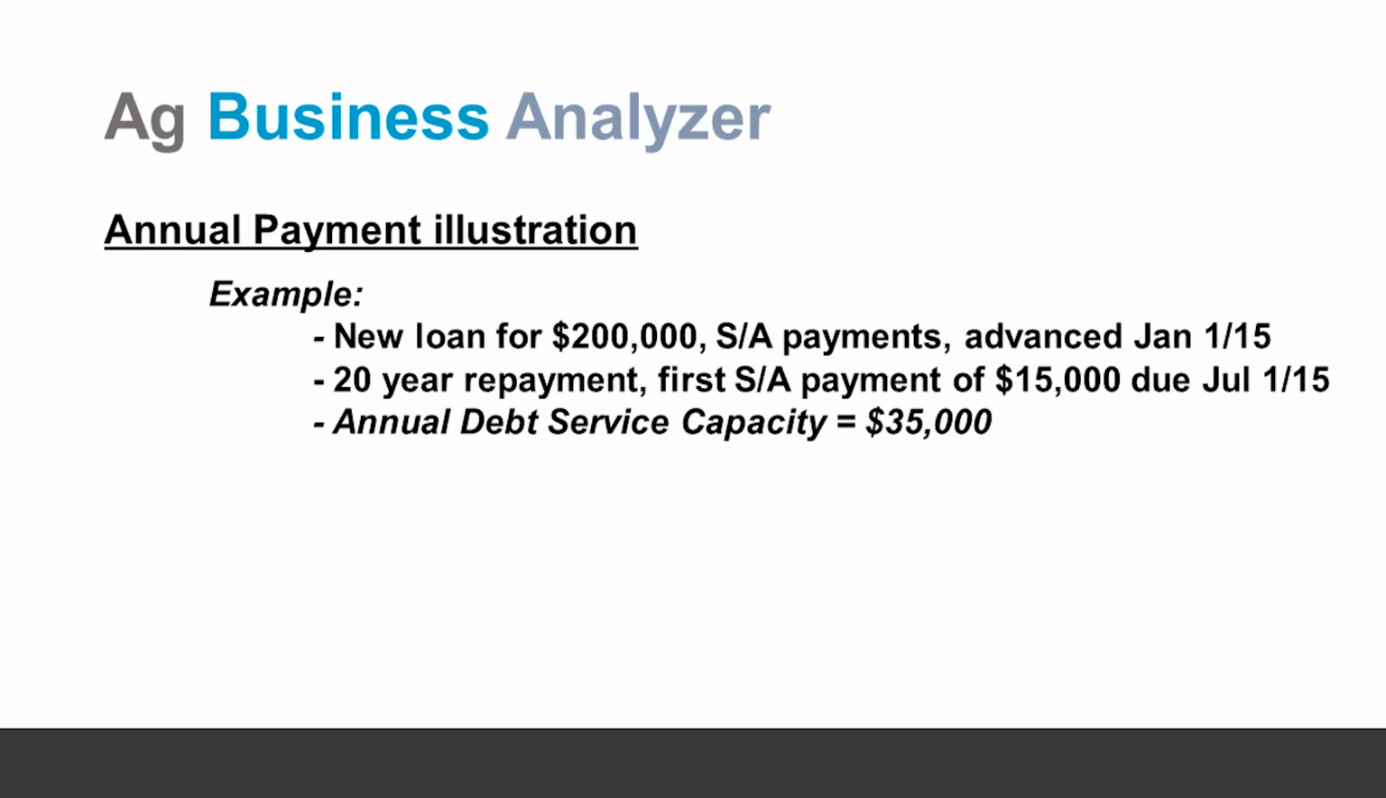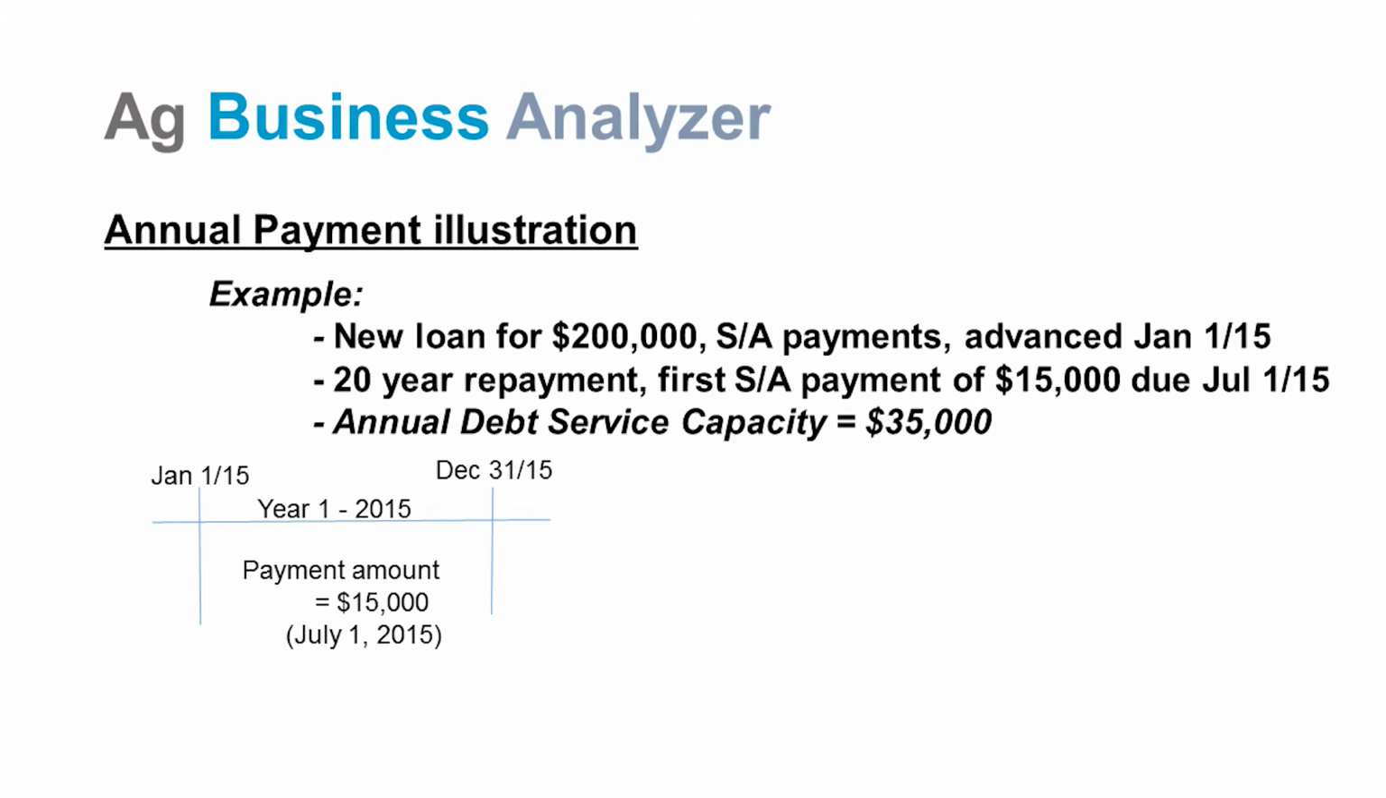So in this example, we have a new loan coming in the projected year of $200,000, semi-annual payments. It's going to be advanced in January of 2015. 20-year repayment period, semi-annual payments of $15,000, first payment due July 1st of 2015, and then the second would be in the next year, January 1st of 2016. In this situation, the annual debt service capacity for the farm is $35,000.